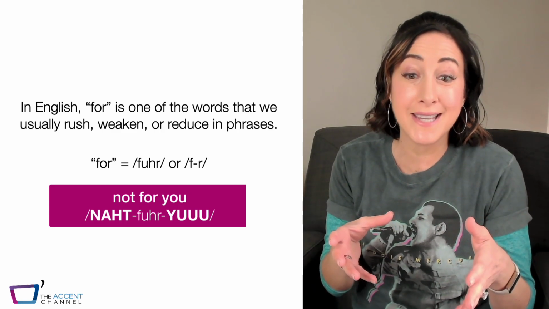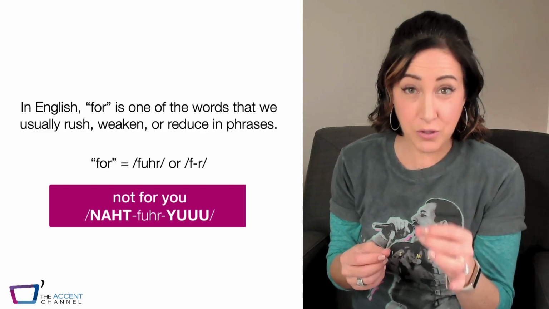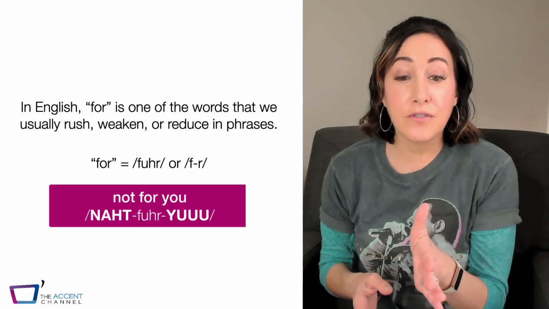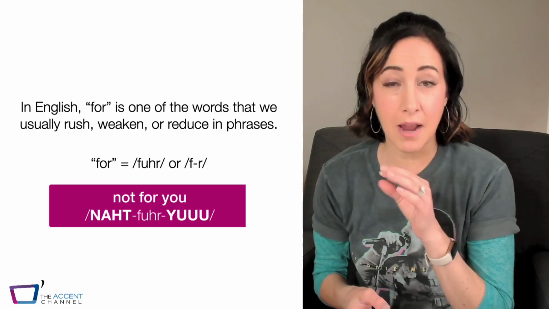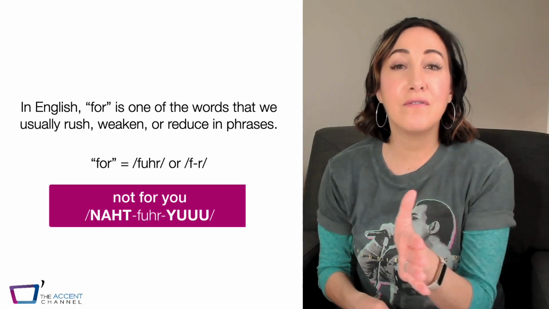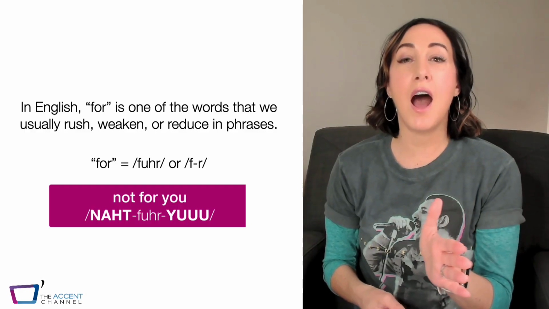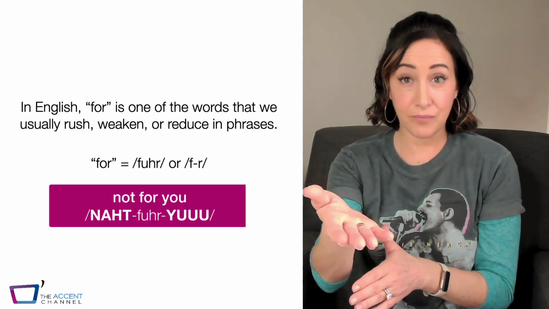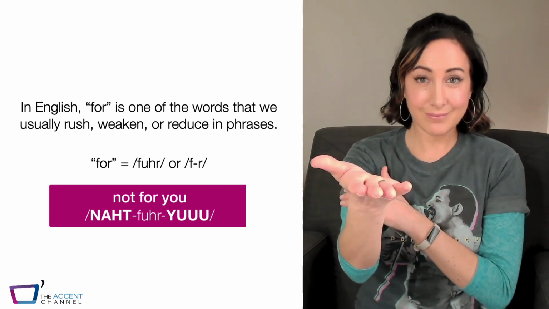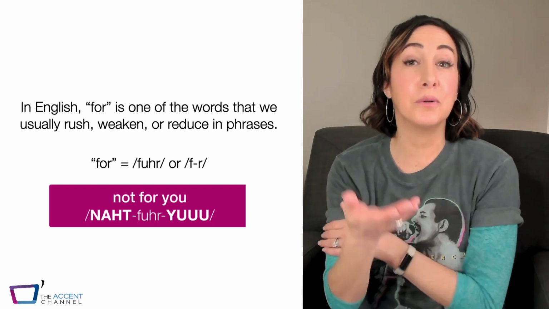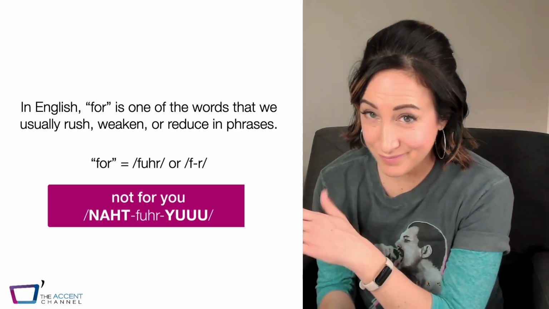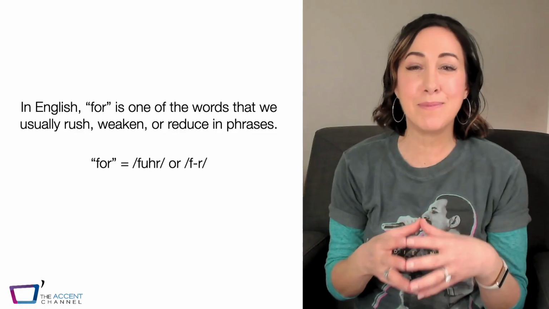So let's try that phrase again using "fur," the reduced version, instead of "for." Okay? I'll do it slowly a few times. Not for you. Notice I'm not breaking up the words. It's all connected. Not for you. Now quickly, not for you. Not for you. So occurring in connected speech is one condition.